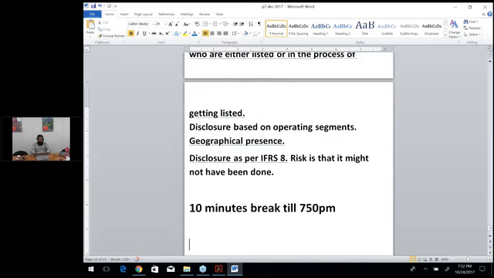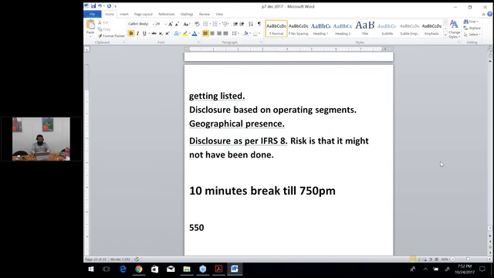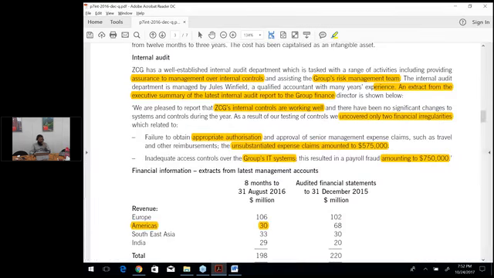You could compare this 550,000 plus 750,000 with the total profit before tax and see the level of materiality. So you could have an idea if it's a material misstatement or not. So basically that's also one of the things.